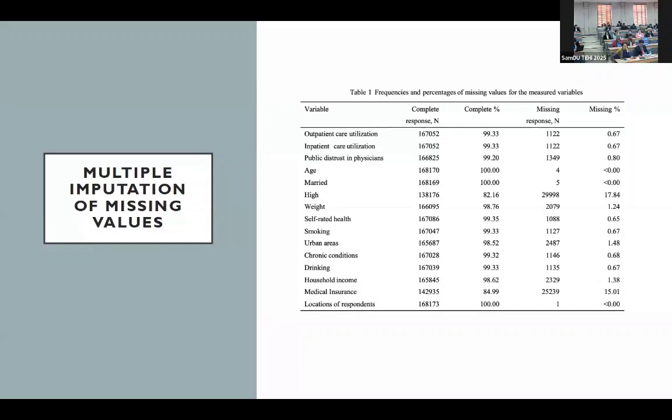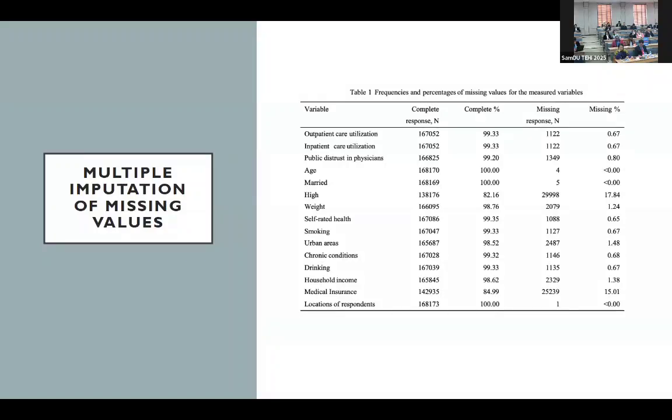This is a key point. When we use survey data, we always face a confusing problem: missing values. We have more than 168,000 person observations in this study, which means there is a lot of missing data. For example, when we measure height, about 30,000 persons are missing this data. If we use the traditional method of deleting these, we will lose a lot of observations.